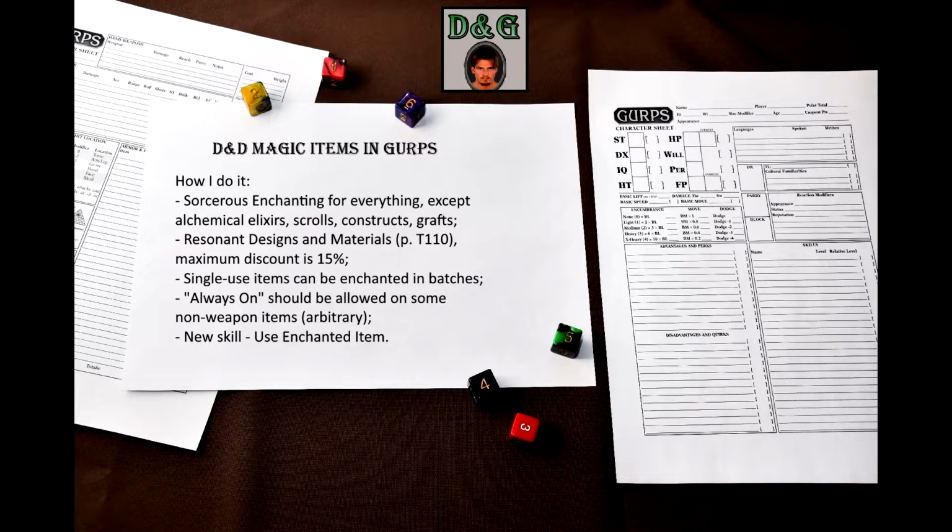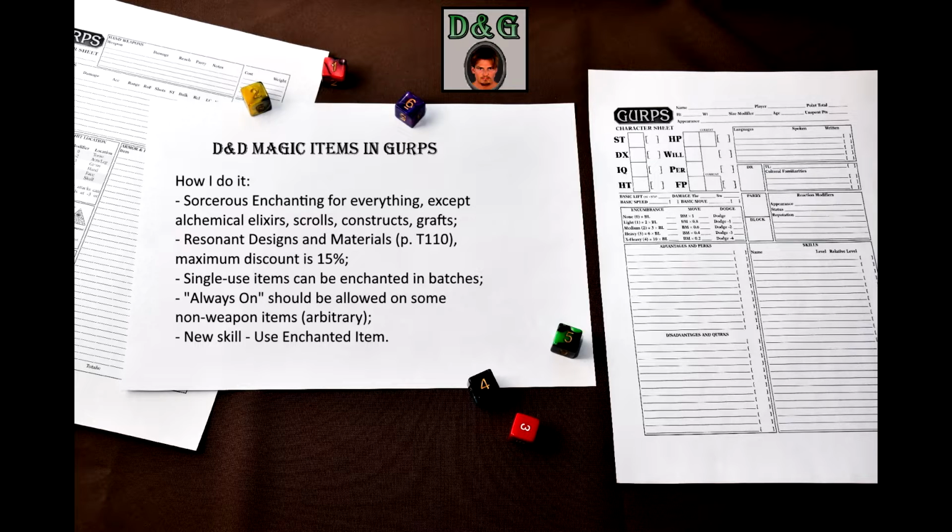Use resonant designs and materials from page 110 of GURPS Thaumatology. Maximum discount for enchanting is 15%. This discount is applied to the full cost of the item before applying the form multiplier. This is a very flavorful rule in my opinion, and it does not upset the balance or consistency.